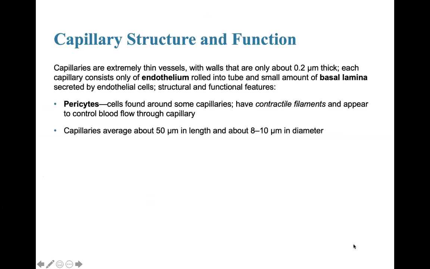Capillaries are extremely thin vessels, with walls that are only about 0.2 microns thick. Each capillary consists of only endothelium rolled into a tube and a small amount of basal lamina secreted by the endothelial cells. Structural and functional features will include pericytes. These are cells found in some capillaries that have contractile filaments and appear to control blood flow through the capillary. And on average, capillaries have about a 15 micron length and about an 8 to 10 micron diameter.